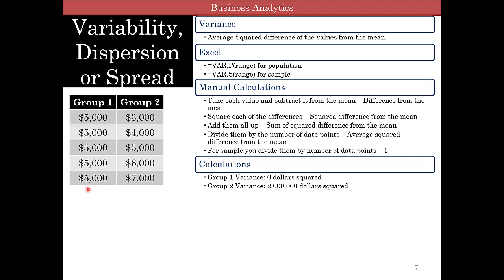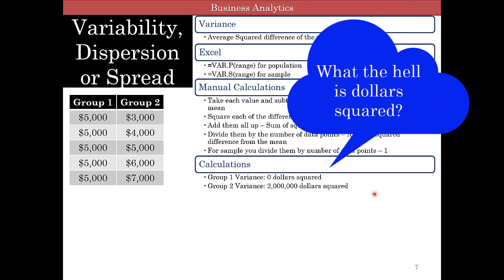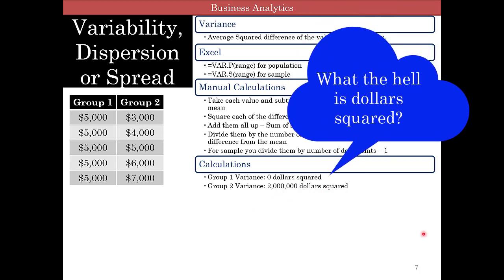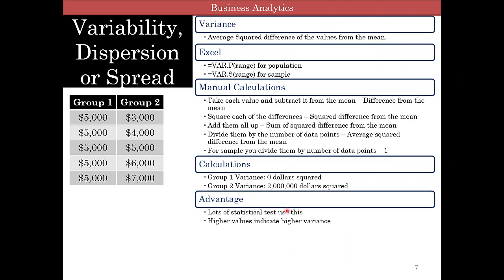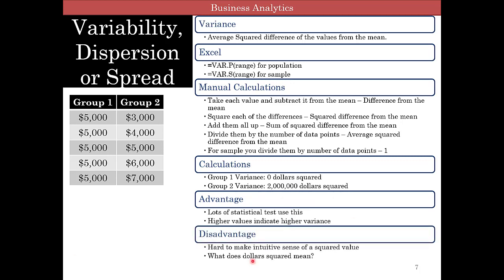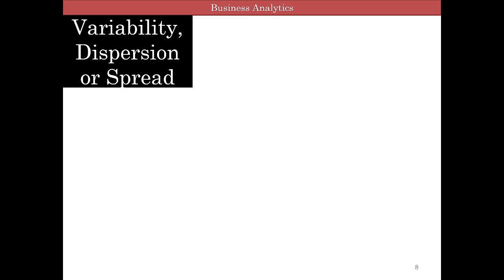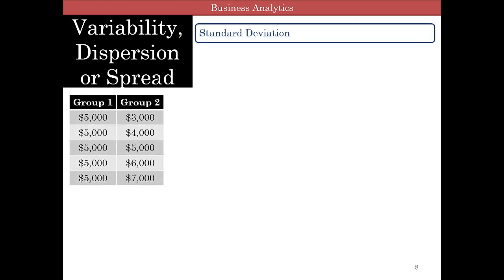So in group 1, it's $0 squared. Remember, this is a squared difference, whereas in group 2, it's about $2 million squared. And this is what causes the problem with variance. What is dollars squared? It doesn't mean anything. So the advantage is we have a lot of statistical tests that use it. Higher values indicate higher dispersion or variance. Disadvantages, it doesn't make any intuitive sense. So to make intuitive sense, we use a different measure.